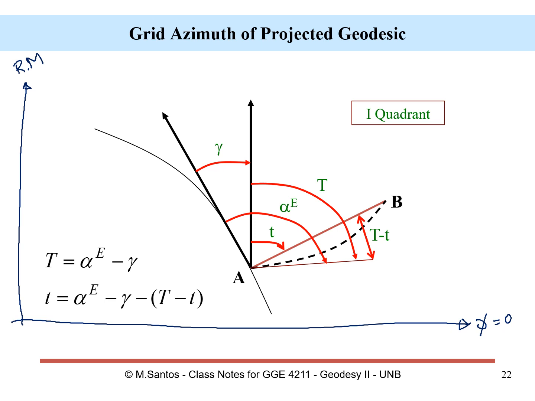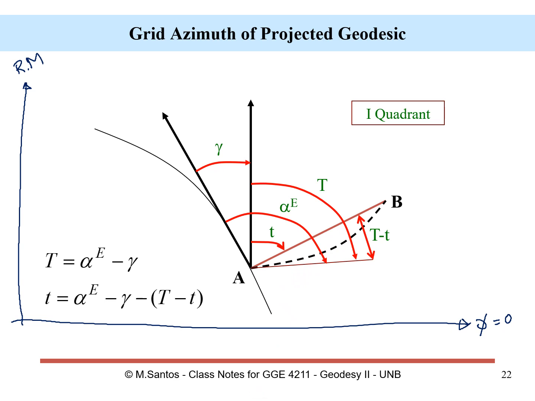Something that I forgot to mention when I introduced this quantity here: the projected geodesic is always concave towards the reference meridian. The projected geodesic is curved towards the reference meridian. So this is a general rule. It doesn't apply in Mercator, but it applies in all the others that we're going to study.